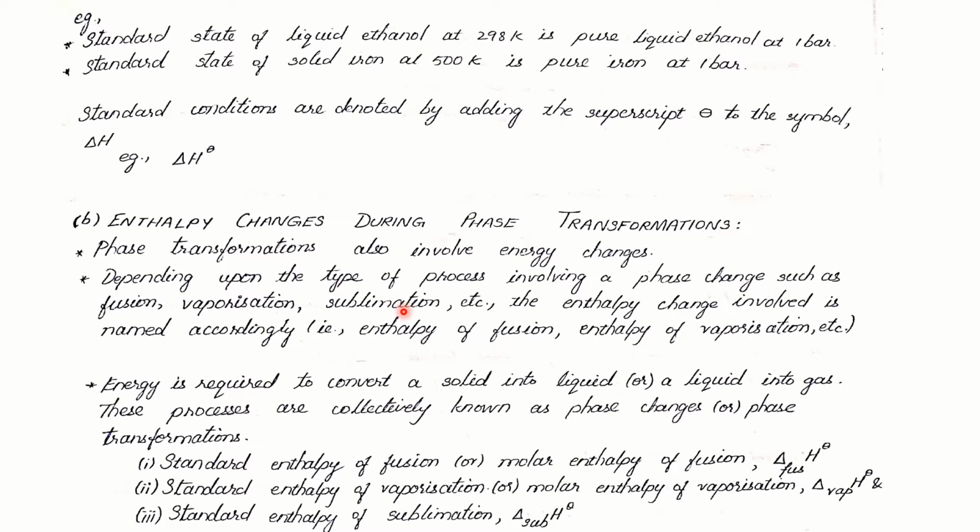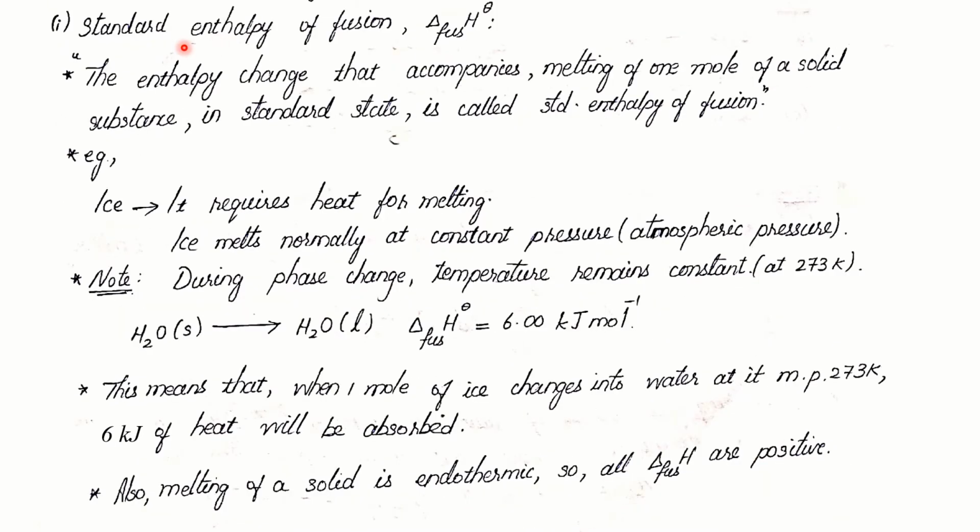So with this knowledge, let us learn about standard enthalpy of fusion, also called molar enthalpy of fusion, standard enthalpy of vaporization, also called molar enthalpy of vaporization, and about standard enthalpy of sublimation. These terms are indicated by these symbols. Standard enthalpy of fusion is denoted by the term delta H naught of fusion. Now what is standard enthalpy of fusion?